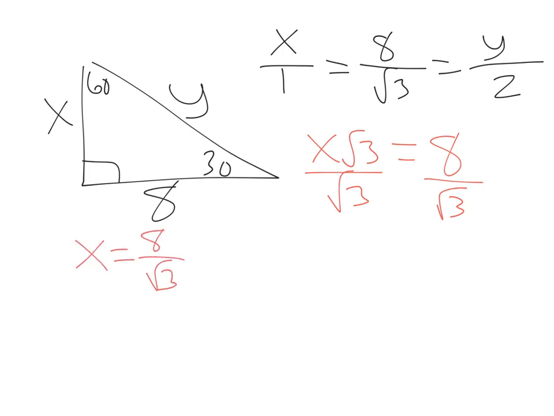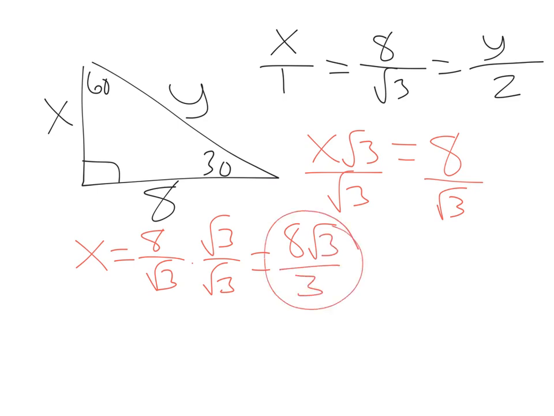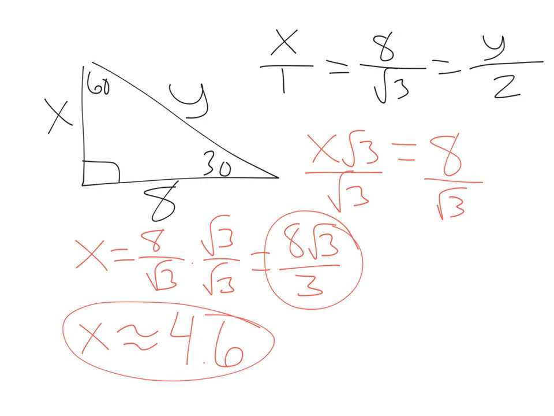So I've got 8 over root 3, I got to multiply by root 3 over root 3, and that's going to give me 8 square root 3 over 3. Boom, that's my exact answer. My approximate answer, if I do 8 divided by root 3 in a calculator, I will end up with about 4.618, so 4.6 would be my approximate answer here.